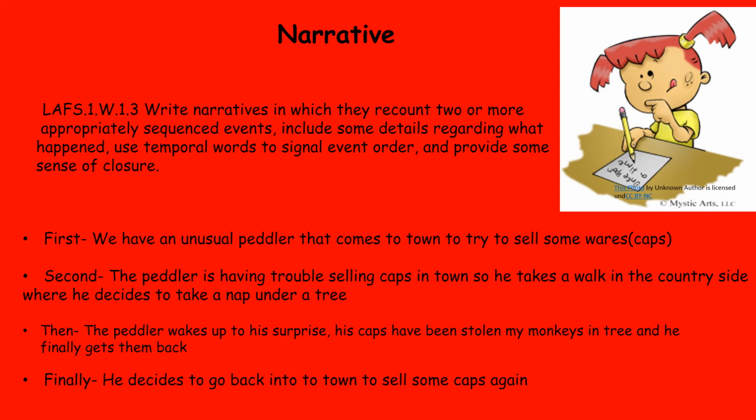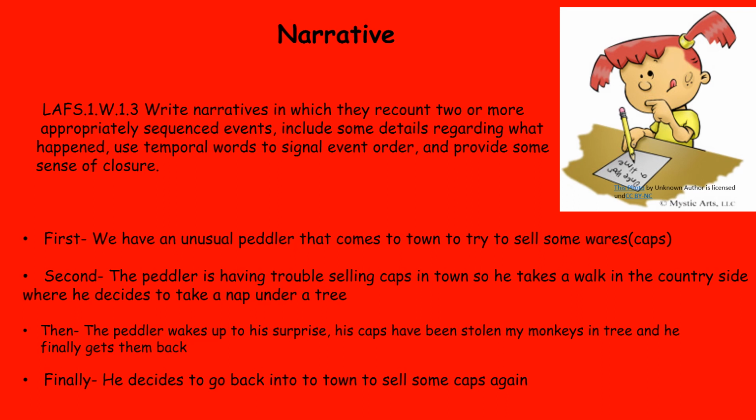Narrative. The last standard that we learned was writing narratives in which they recount two or more appropriately sequenced events, including some details regarding what happened and using our words to signal event order or provide some sense of closure. So if you remember, we broke our story down with the keywords first, second, then, and finally.